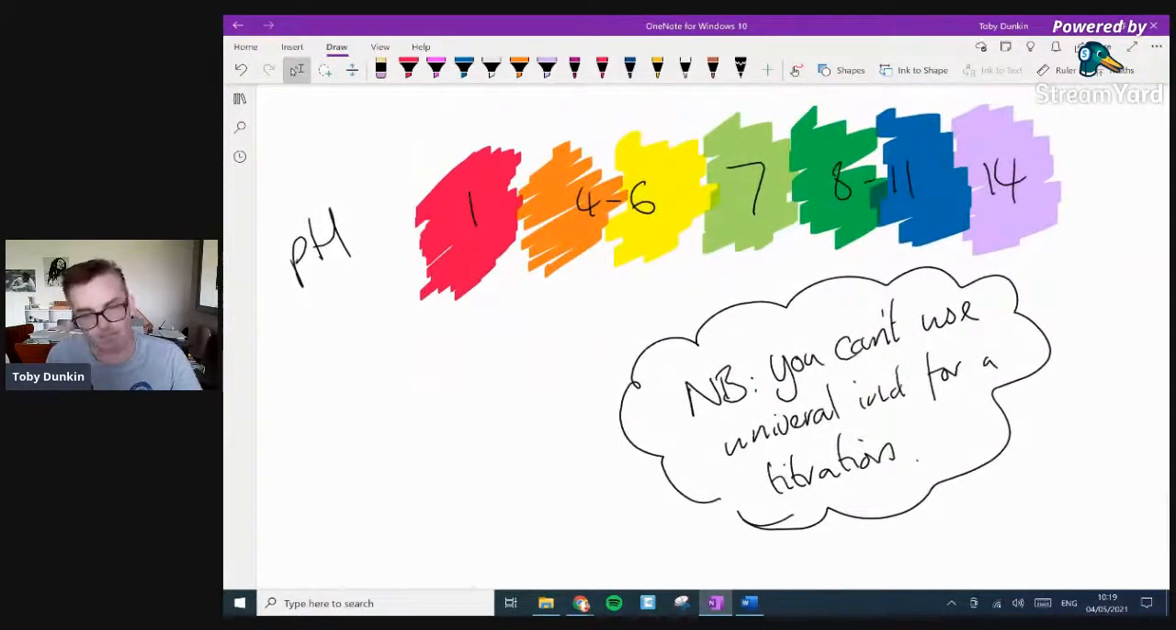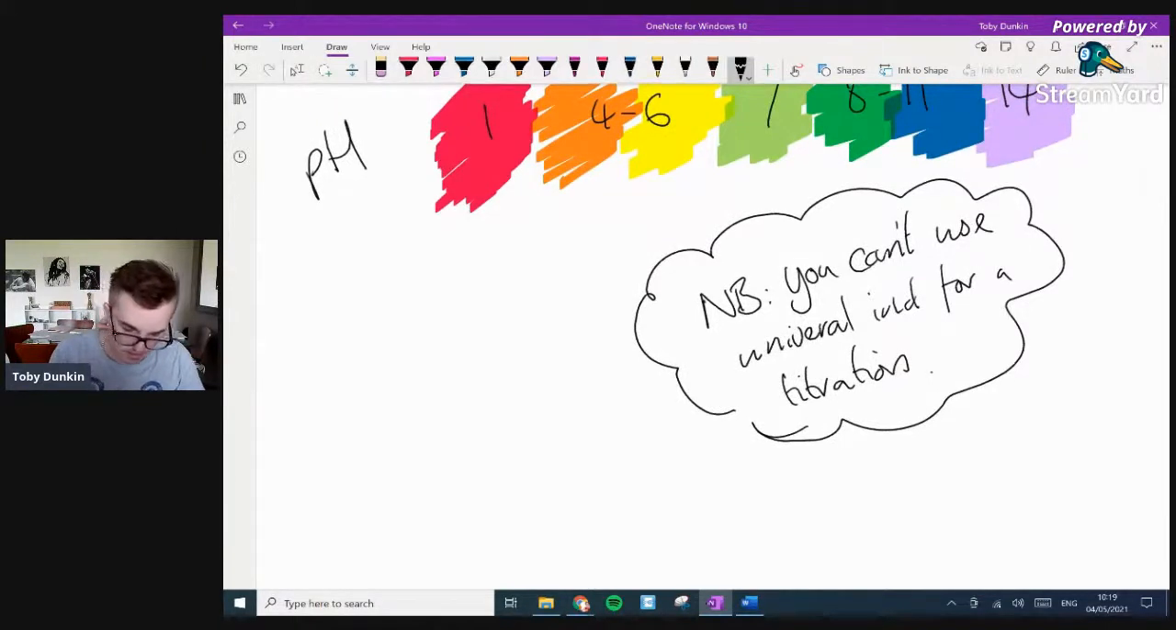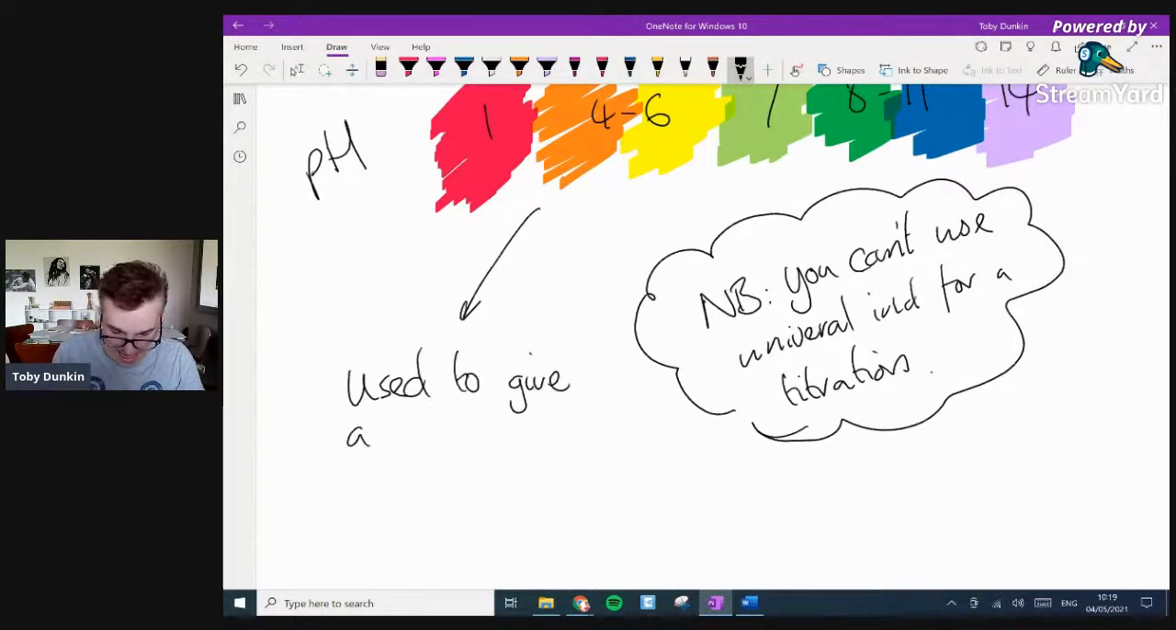So people often ask me, what is universal indicator used for? It's used for measuring pH, to give you a rough idea of what the pH would be. That's all it's used for. Its use is to give a rough pH value.